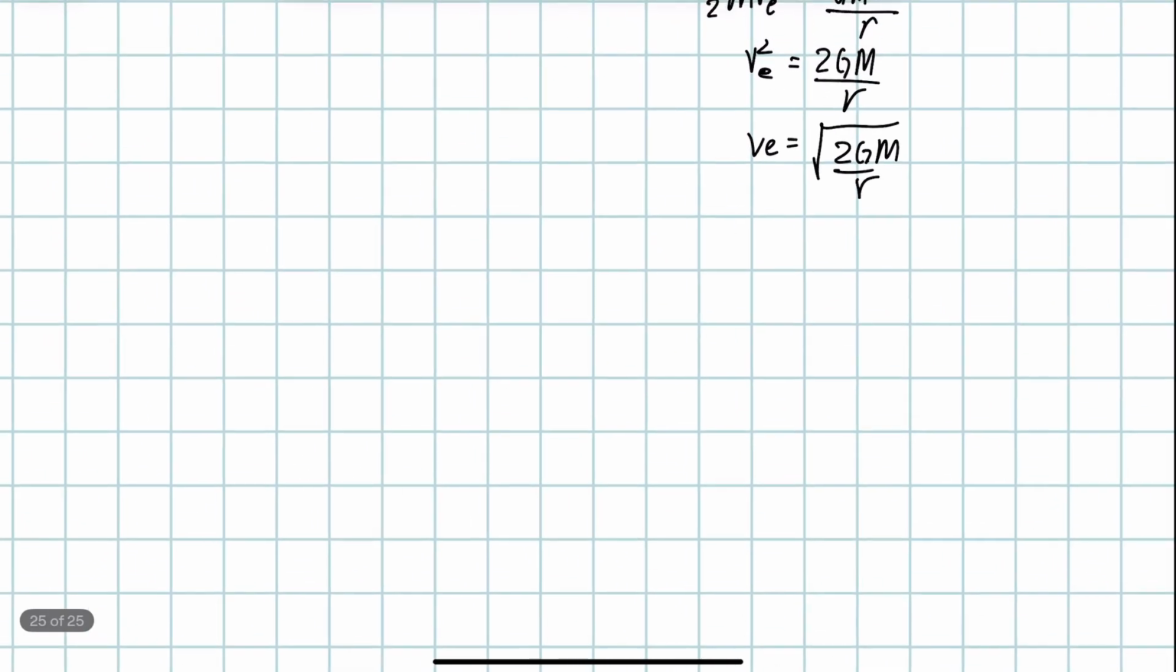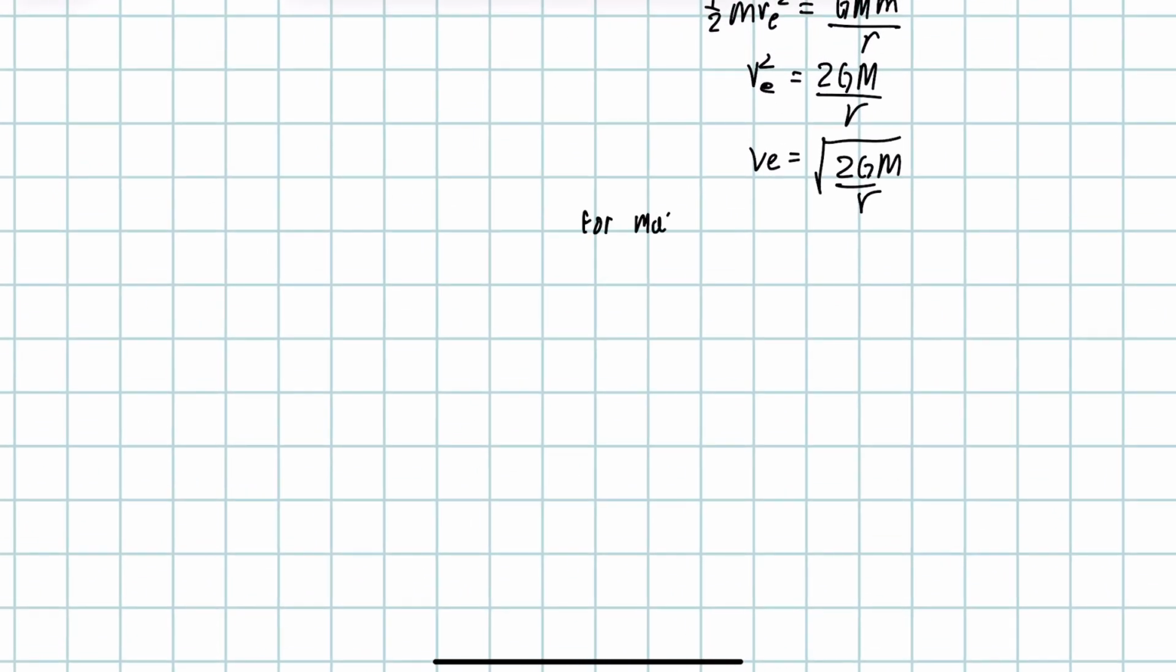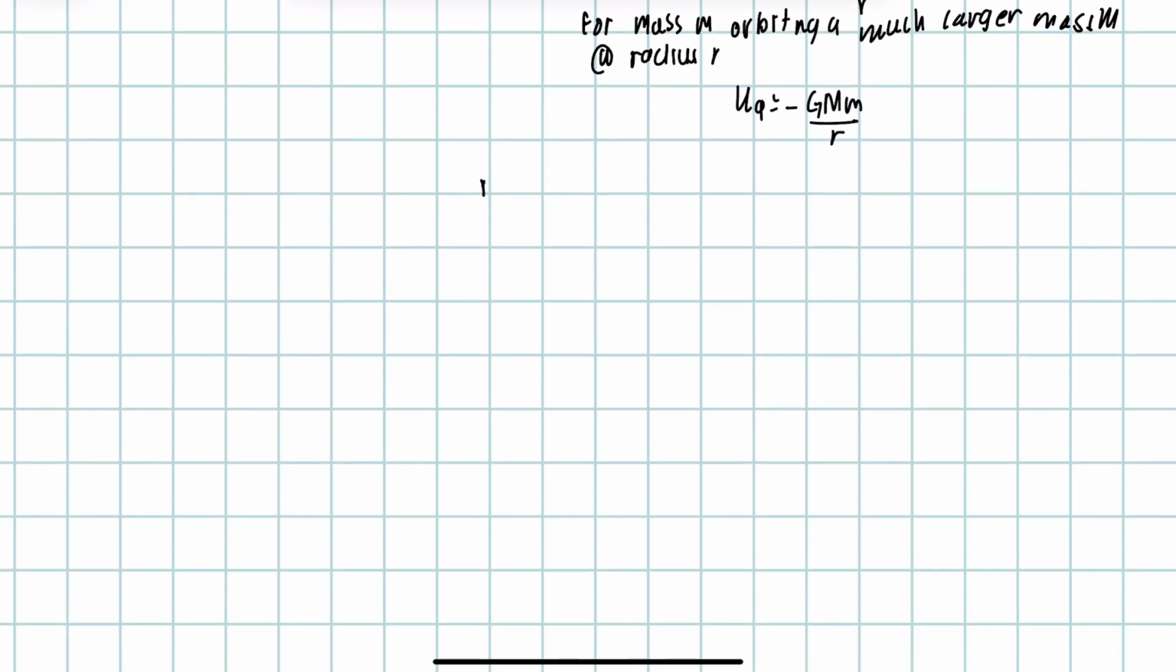So therefore we have that for a mass m orbiting a much larger mass M at radius r, we're going to have U_G is equal to negative G M m divided by r. So then we have that in a circular orbit, gravity provides the centripetal force.